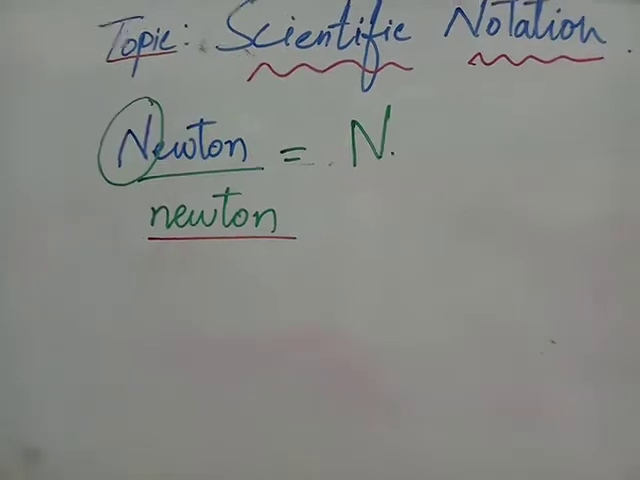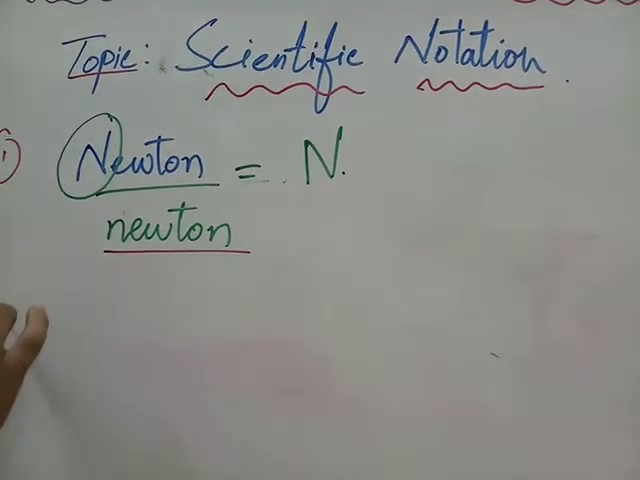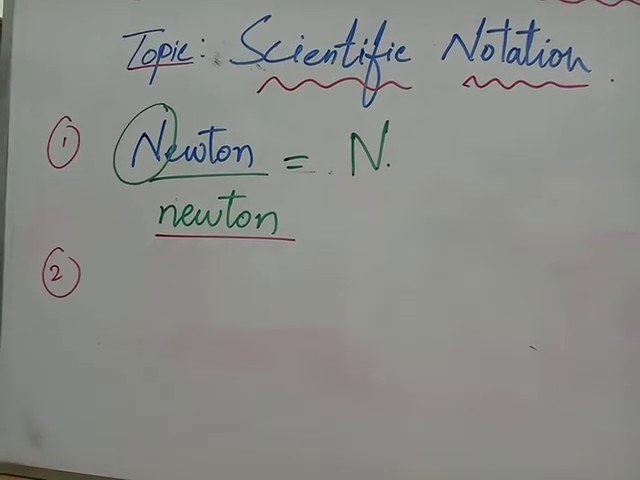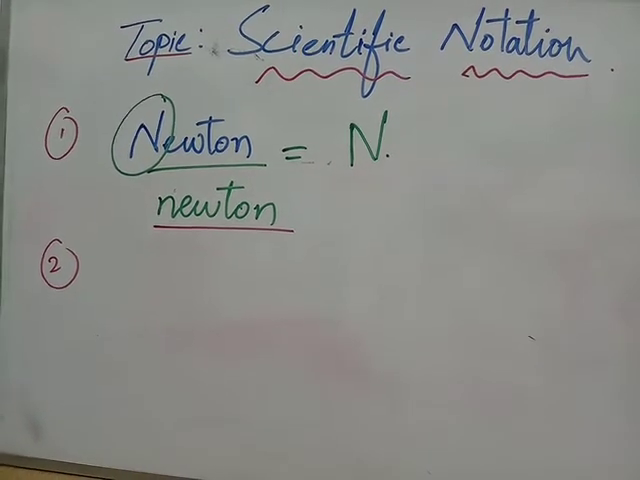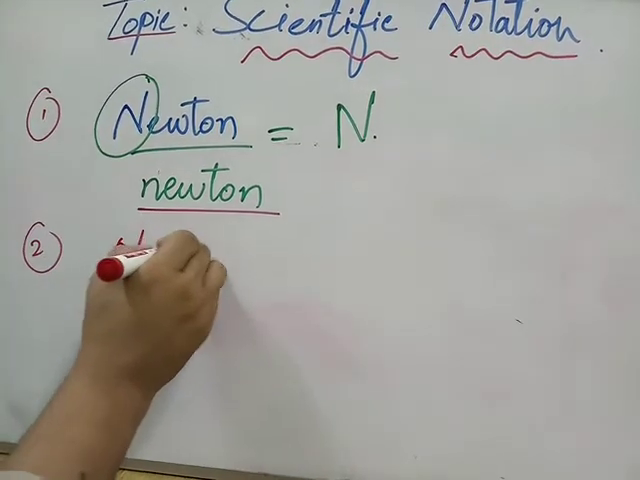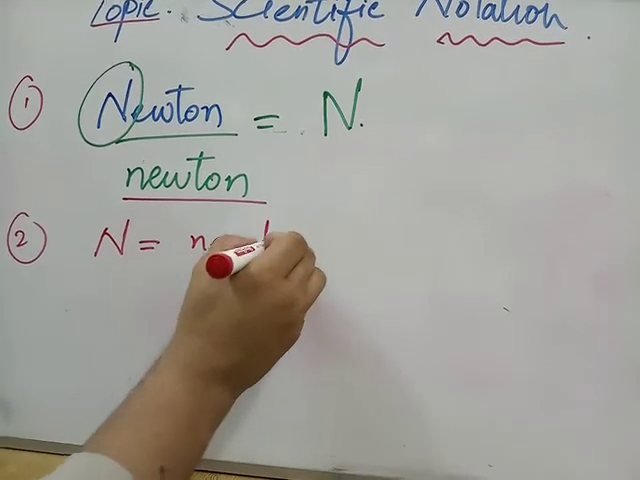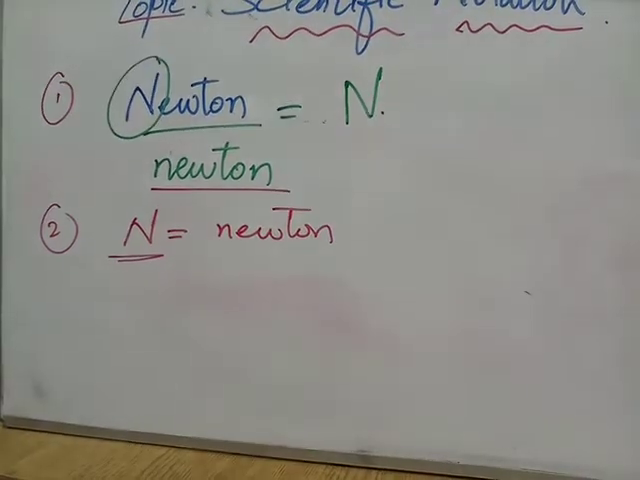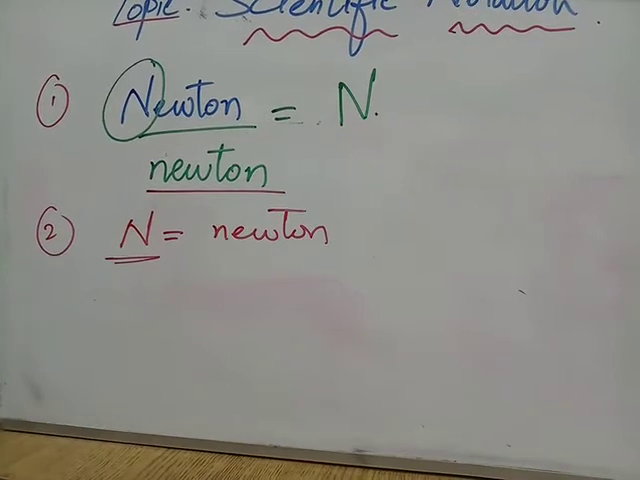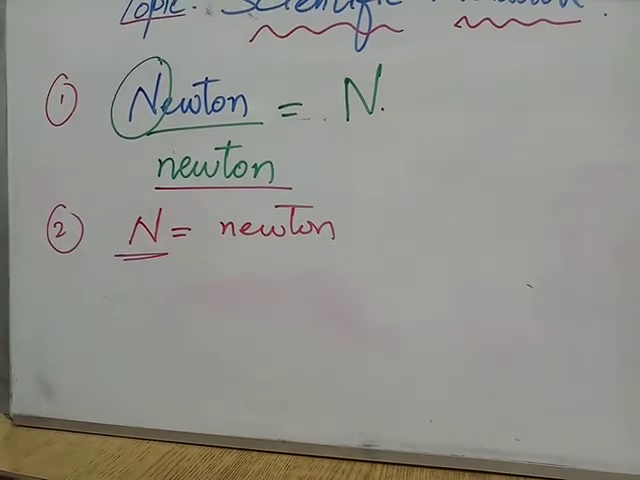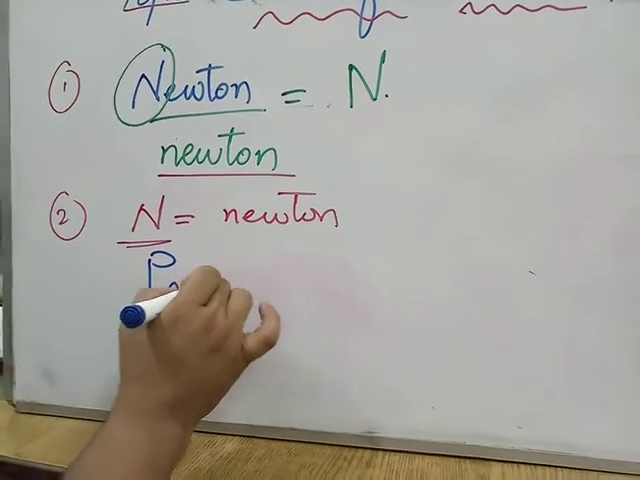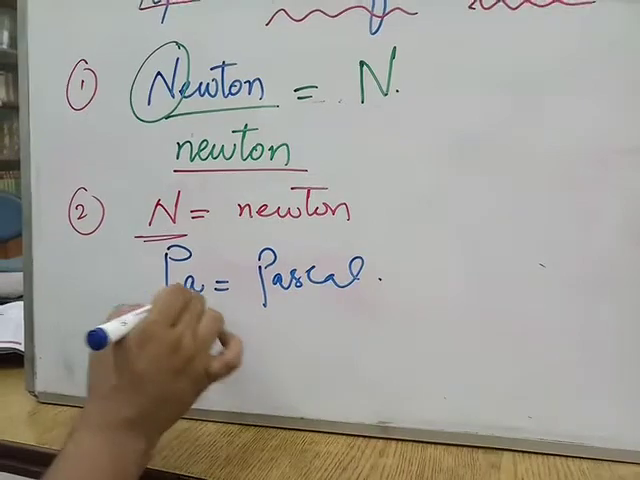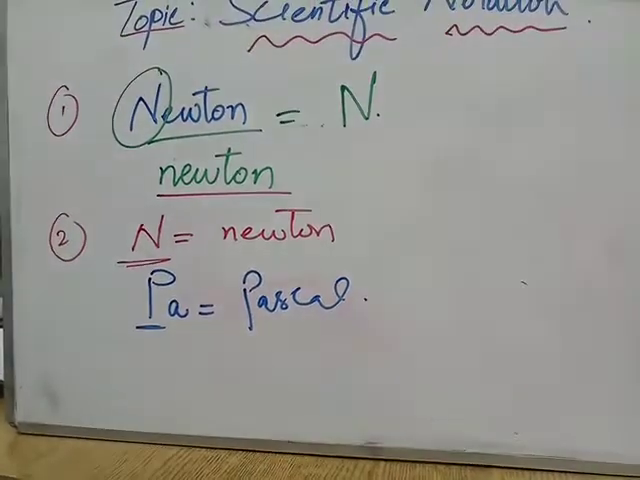So this is the first point. The second point is: the symbol of a unit named after a scientist has an initial capital letter, that is capital N for Newton. When we just use one letter, that will be a capital letter, like Pascal. Pascal is a unit for pressure. So the first letter will be capital and the other is small.